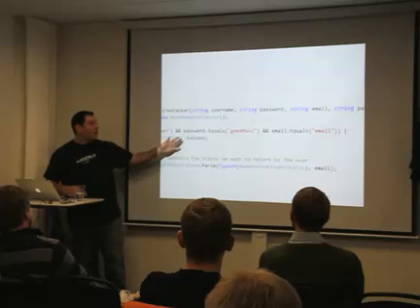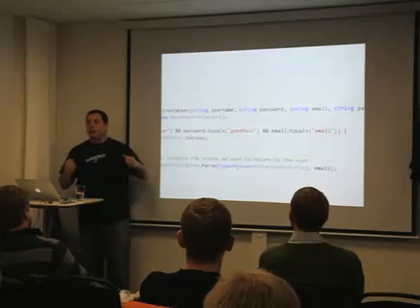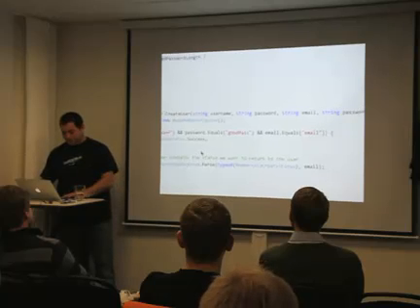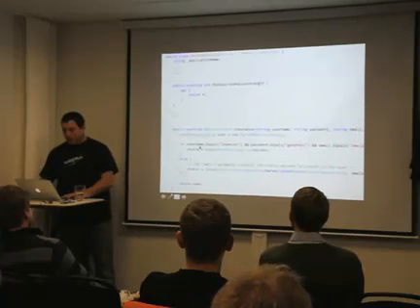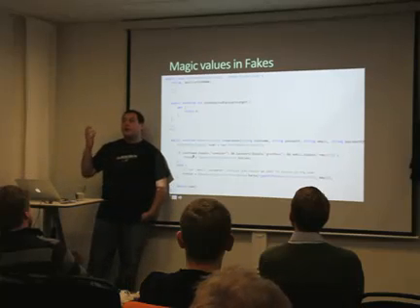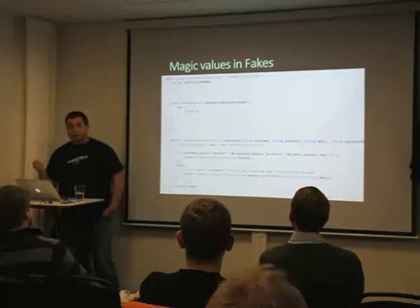Because no one will ever find this code. It's hidden really, really well. Okay, any question? Okay. So magic numbers can appear, but they can also disappear. They can also hide from you.